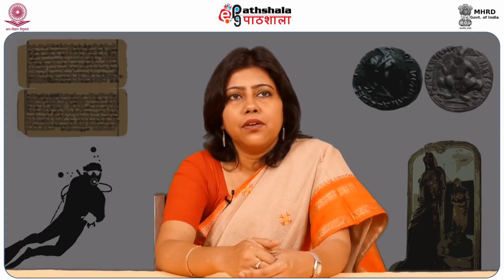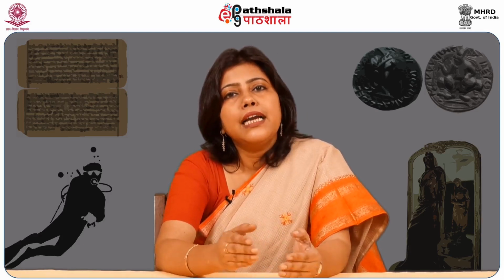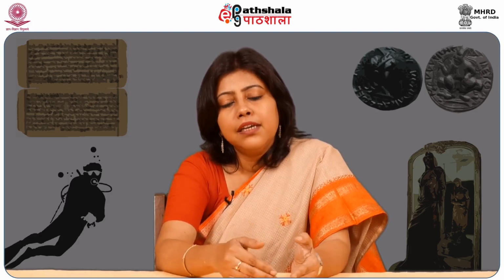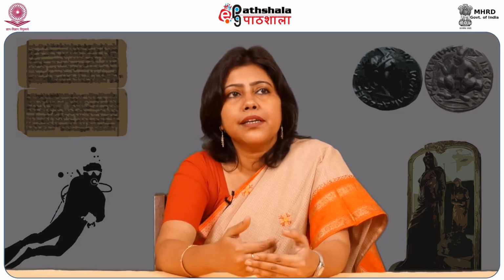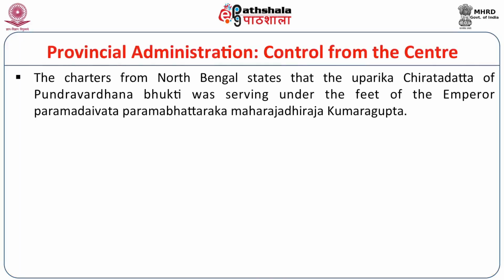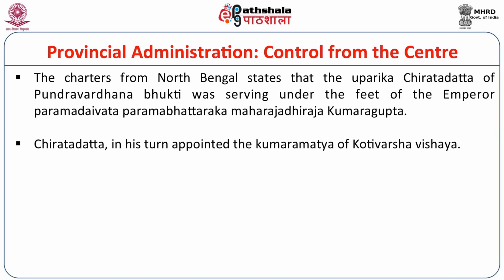The charters from North Bengal. By North Bengal, here we mean the undivided Bengal of pre-independence times, comprising the present northern part of West Bengal and the northern part of the country of Bangladesh. So the charters from North Bengal state that the Uparika Chirata Datta of Pundravardhana Bhukti was serving under the feet of Emperor Parama Daivata Parama Bhattaraka Maharajadhiraja Kumaragupta. Chirata Datta in his turn appointed the Kumaramatya of Kotivarsha Vishaya. So what happened? The governor of the Bhukti, the larger unit, was appointing the governor of the Vishaya, the smaller unit. So Chirata Datta appointed the Kumaramatya of Kotivarsha Vishaya.